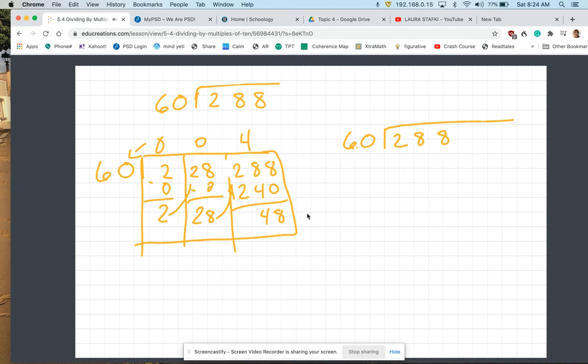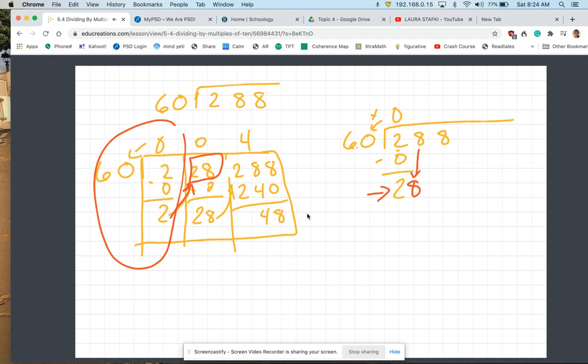So now I'm going to think, how many times can 60 go into 2? It can't. 0. 0 times 60. Are you recognizing what we're doing? Is 0. I'm going to subtract. Same step as what you did right over here. I'm going to subtract. And then instead of bringing my 2 up like I did right here, I'm going to bring my 8 down. So again, I end up with 28, just like I ended up with 28 right here.